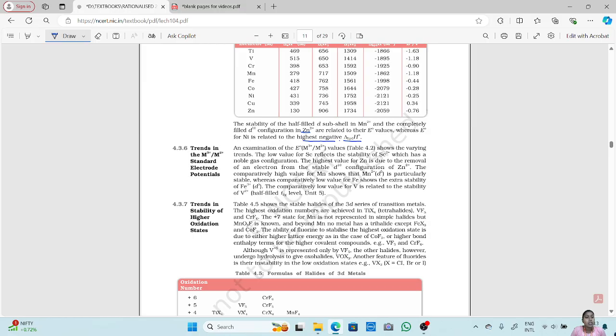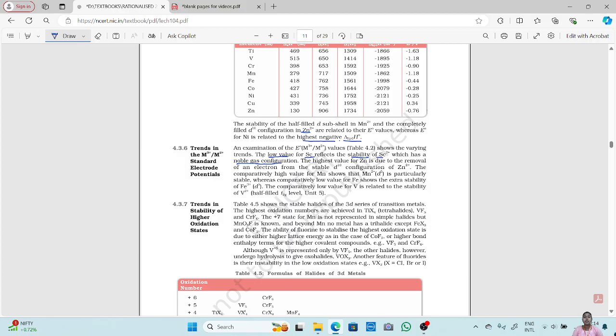Okay. Now, next is the trends in M3 plus and M2 plus standard electrode potential. First we have seen from M2 plus to M, that is metal to metal 2 ions. Now here it is metal 2 plus and metal 3 plus. Now the low value of scandium reflects the stability of Sc3 plus, which has a noble gas configuration.